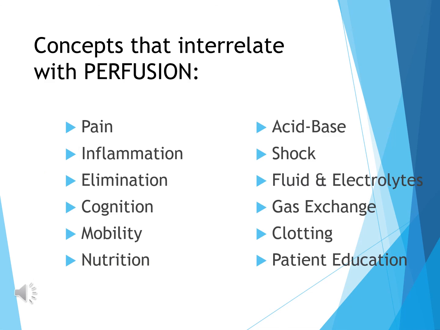We've touched base on tissue perfusion, or perfusion in particular, and how it is related to our cardiovascular issues. I want you to think about all of the interrelated concepts that have been touched on with perfusion. They include pain, inflammation, elimination, cognition, mobility, nutrition, acid-base imbalances, shock, fluid and electrolyte imbalances, gas exchange, clotting, and also patient education. All of these are interrelated with our perfusion concept today.